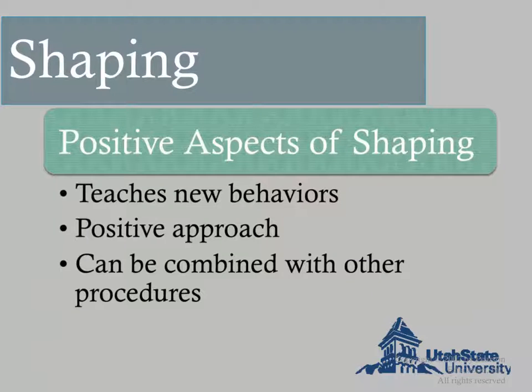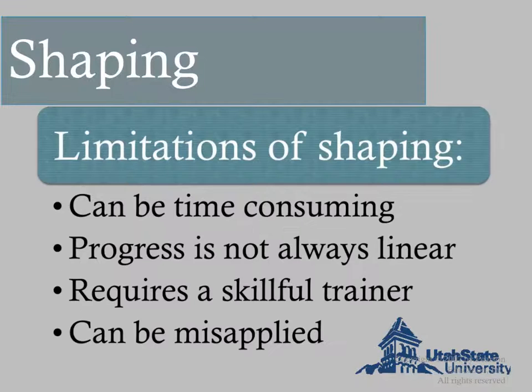Some positive aspects of shaping are that shaping can teach those new behaviors, and it is also a positive approach to teaching, so it can be combined with other procedures such as chaining, which we will talk about in the next module. There are some limitations of shaping. Shaping can be very time-consuming. Progress is not always linear and may be erratic at times, and shaping requires a skillful trainer who can recognize subtly closer approximations to the final response. Finally, shaping can be misapplied, so problem or harmful behaviors can accidentally be shaped.